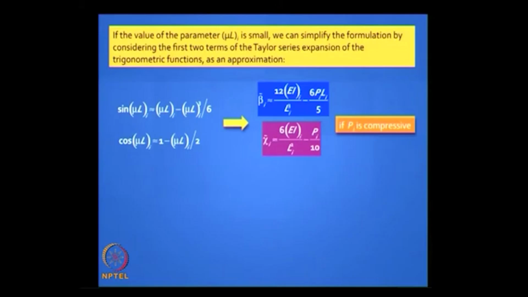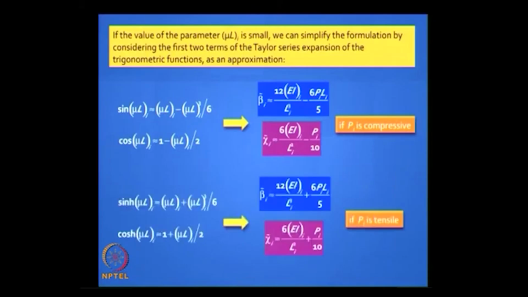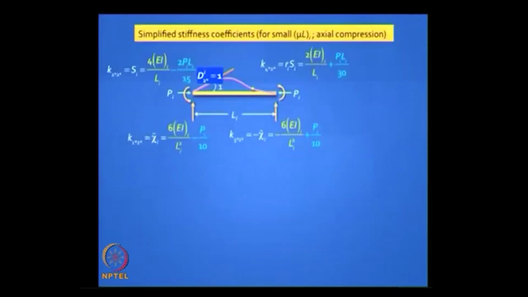You do not have any more sine and cos, and if you have the hyperbolic functions, then it takes this form. Okay. Now one way to understand this, and it's a simpler way rather than remembering these expressions, is to interpret them physically. So I have shown here in this figure the standard force stiffness values for a beam element.